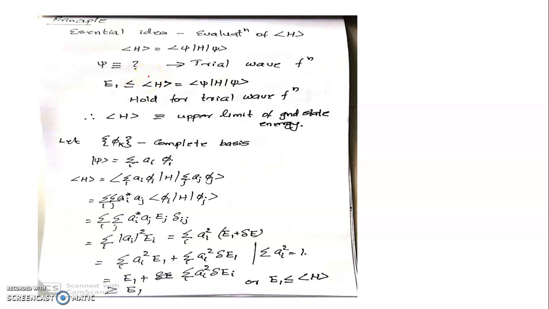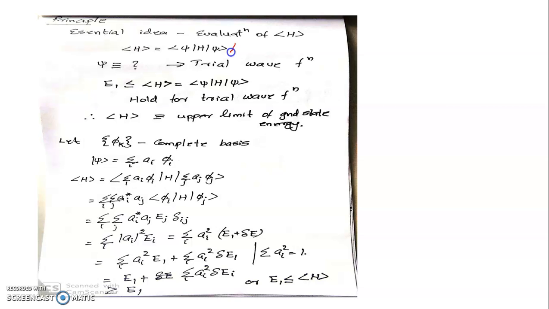So now we will specifically talk about the principle of the variational method being applied to quantum mechanics. In quantum mechanics, I have told you the essential idea is the evaluation of the expectation value of the Hamiltonian of the system, because we only know the Hamiltonian of the system under study. And from the fundamental postulates of quantum mechanics, we know that the expectation value of H means the scalar product ⟨ψ|H|ψ⟩, provided ψ is a normalized wave function.